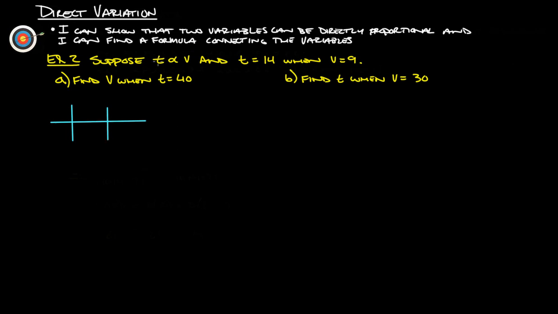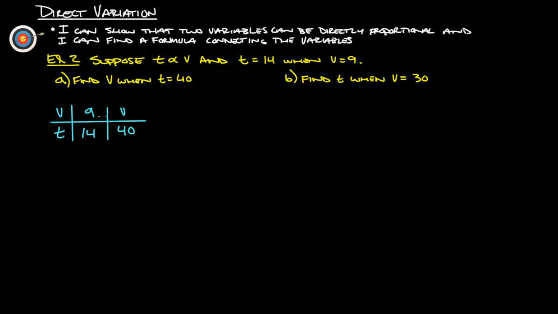So let's do this. Suppose t varies directly with v. Doesn't matter which one goes where, we're just going to put them in there. We know that when t equals 14, v is going to equal 9. Now it says find v when t equals 40.